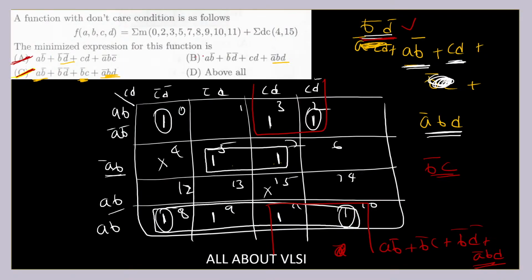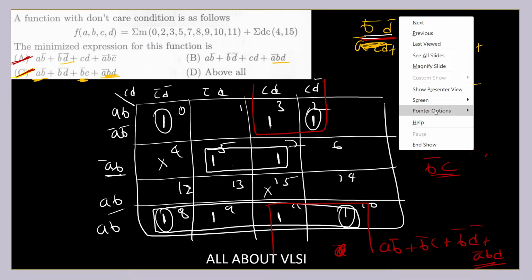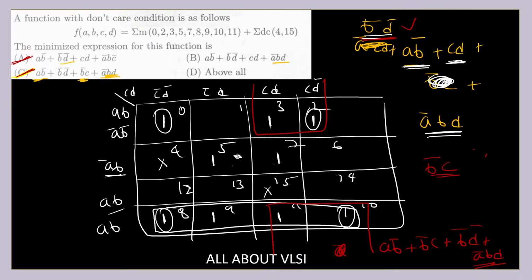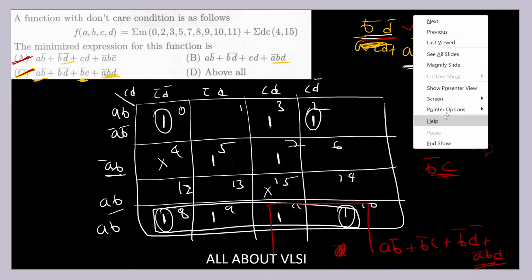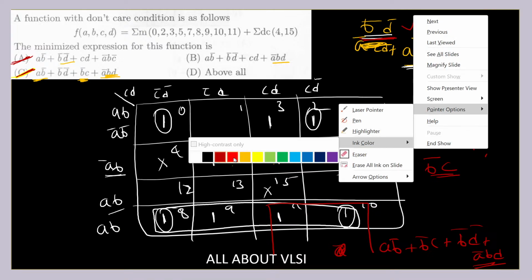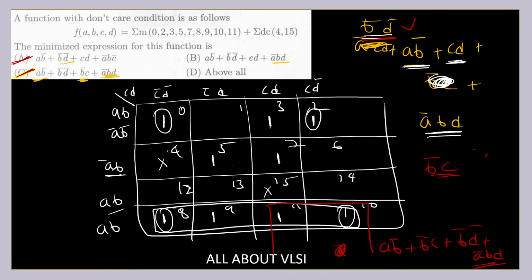Okay. Now, coming to option number B. How are we going to get option number B? Let's say I'm going to remove this and remove this quad, and have this dual and have this quad, then check it out. You are going to get option number B, which is A bar B bar plus B bar D bar plus CD plus A bar B.